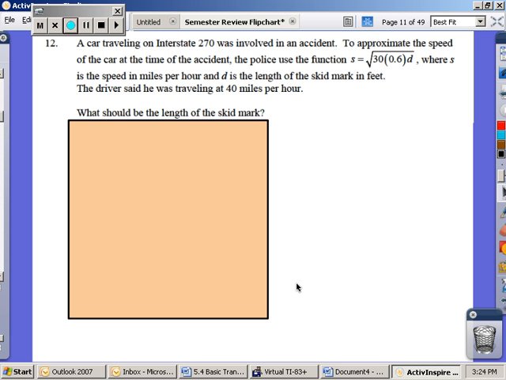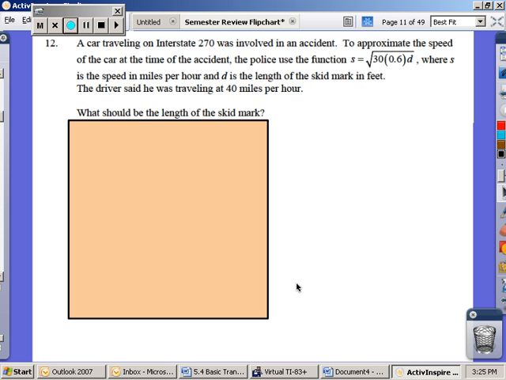A car traveling on Interstate 270 was involved in an accident. To approximate the speed of the car at the time of the accident, the police used the function s equals the square root of 30 times 0.6 d, where s is the speed in miles per hour and d is the length of the skid mark in feet. The driver said he was traveling at 40 miles per hour. What should be the length of the skid mark?